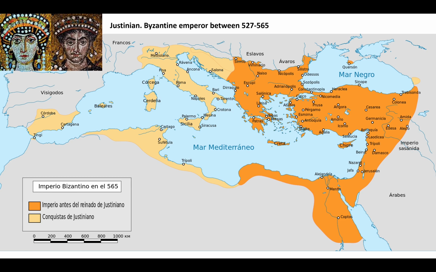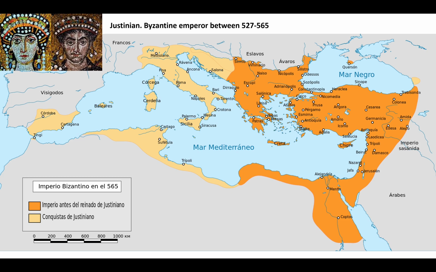At the beginning of the 6th century, we have the figure of Justinian, who reigned from 527 to 561. He was a powerful and strong emperor, always helped by his wife, Empress Theodora. And in this map, what we can see is the empire that he had when he acceded to the throne. And then on this light orange color, what we see is his conquest. He wanted to restore the old Roman Empire.